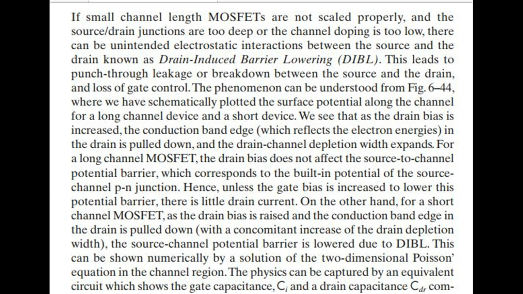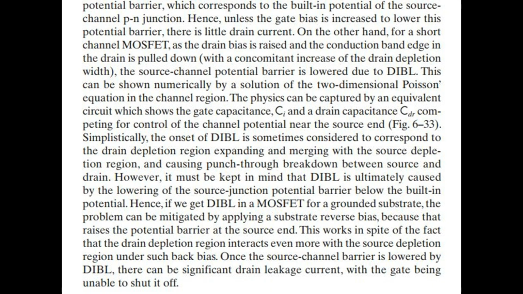The physics can be captured by an equivalent circuit which shows the gate capacitance, Ci, and a drain capacitance, Cd, are competing for control of the channel potential near the source end, Fig 633. Simplistically, the onset of DIBL is sometimes considered to correspond to the drain depletion region expanding and merging with the source depletion region, and causing punch-through breakdown between source and drain.